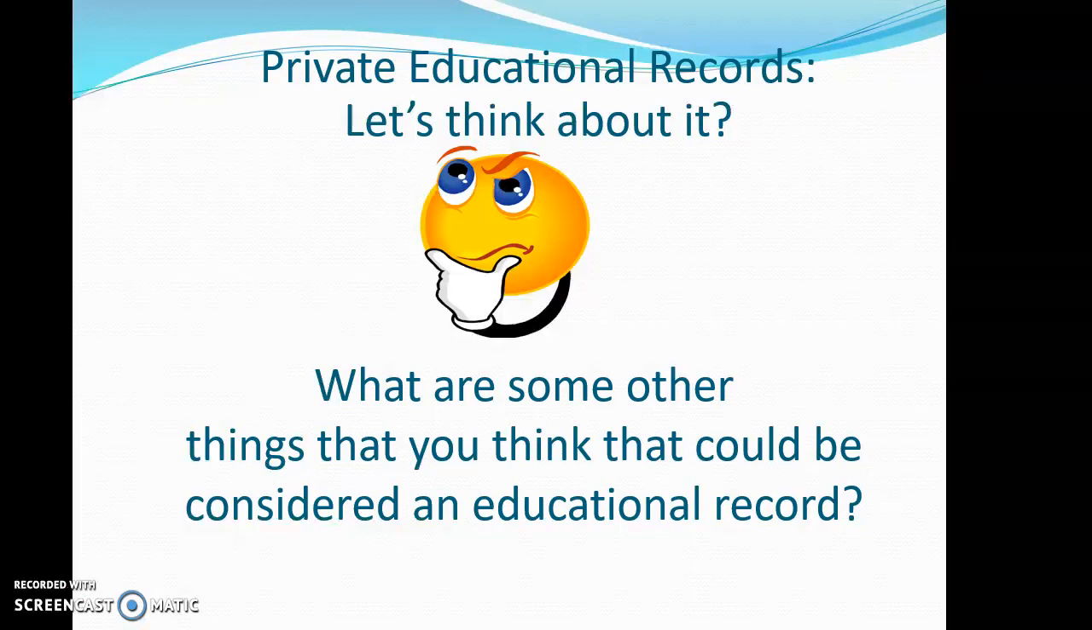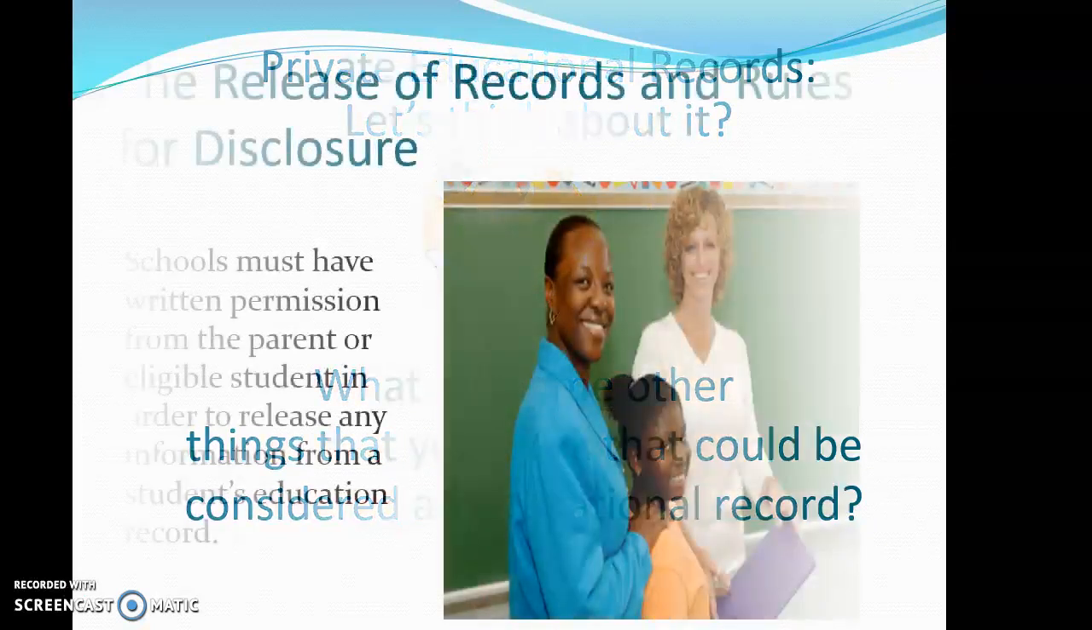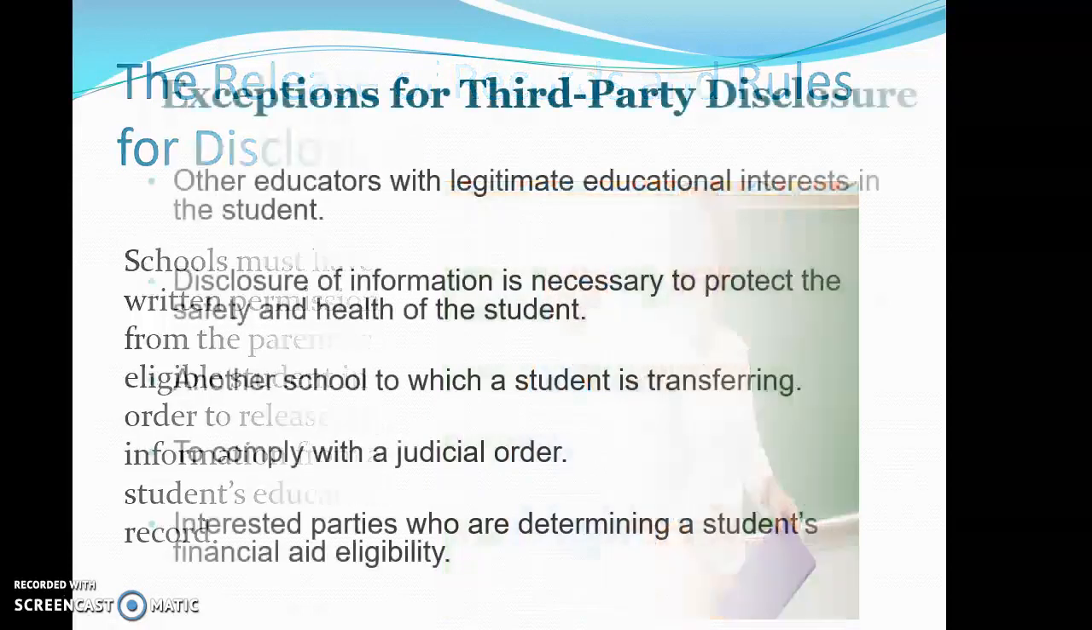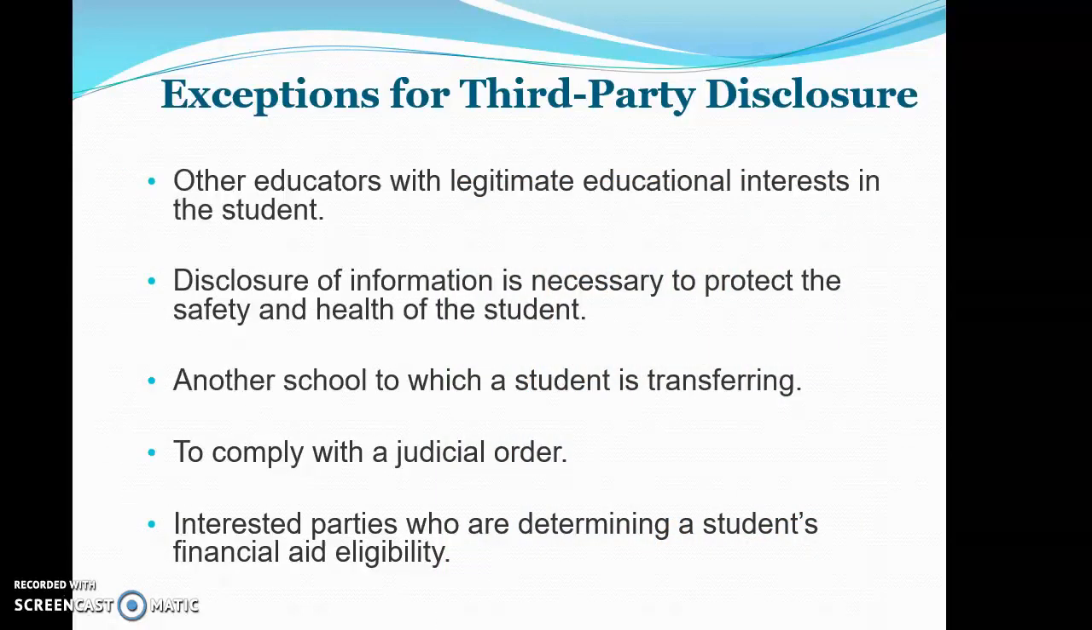The release of records and rules for disclosure. The most important and number one rule is that schools must have written permission from the parent or eligible student in order to release any information from a student's education record. But of course, there are always exceptions.